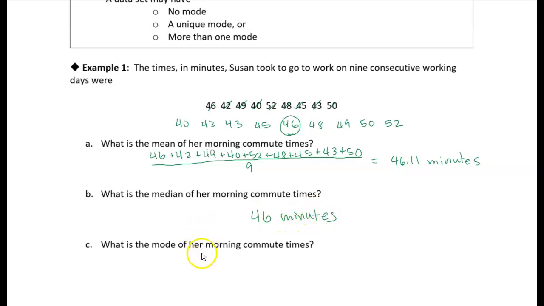And then finally, what's the mode? We have to count the most frequently occurring time. I don't see any repeats, so all of these have a frequency of 1. They only happen one time. So we're going to say there is no mode. There is no most frequent value.